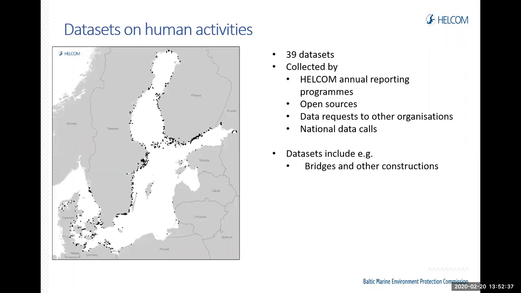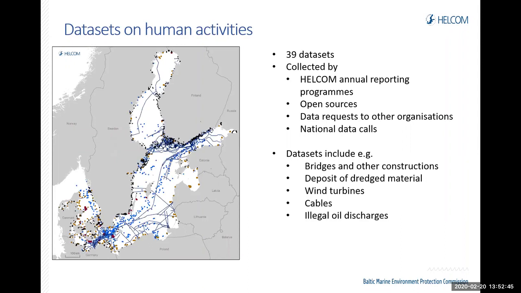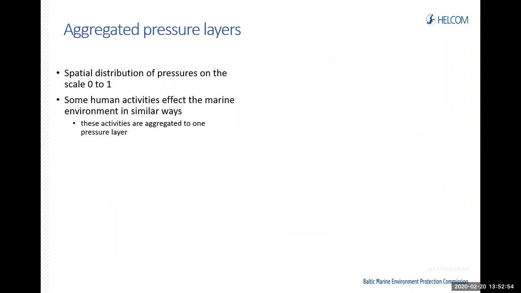Just to show you a few examples, we have data, for example, from bridges and other constructions, deposit of dredge material, wind turbines, cables, illegal oil discharges, shipping density, and fishing of herring, just to show a few. And about the pressures, the pressure layers give information on the spatial distribution of these pressures on a scale of 0 to 1. Everything is scaled in the same way so they can be compared.